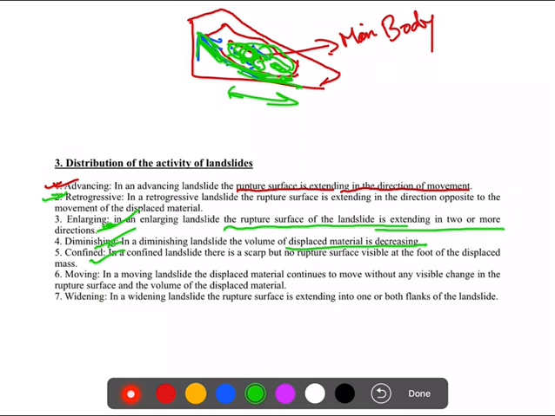And confined. There is a scarp but no rupture surface visible at the foot of the displaced material. Then moving on, just go through it once and you will be able to understand very easily. It's not a very difficult topic. Then last is widening. In a widening landslide, the rupture surface is extending into one or both flanks of the landslide.